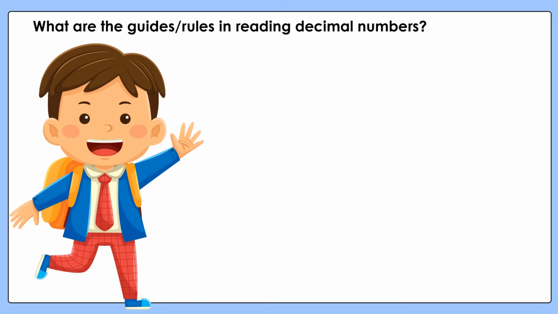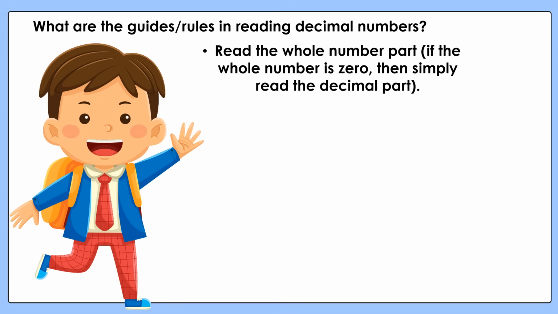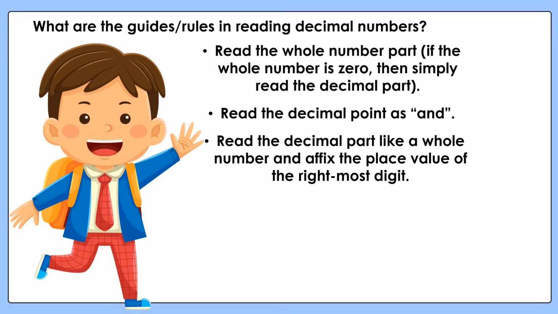What are the guides or rules in reading decimal numbers? First, read the whole number part. If the whole number is 0, then simply read the decimal part. Second, read the decimal point as "and". Third, read the decimal part like a whole number and affix the place value of the rightmost digit.